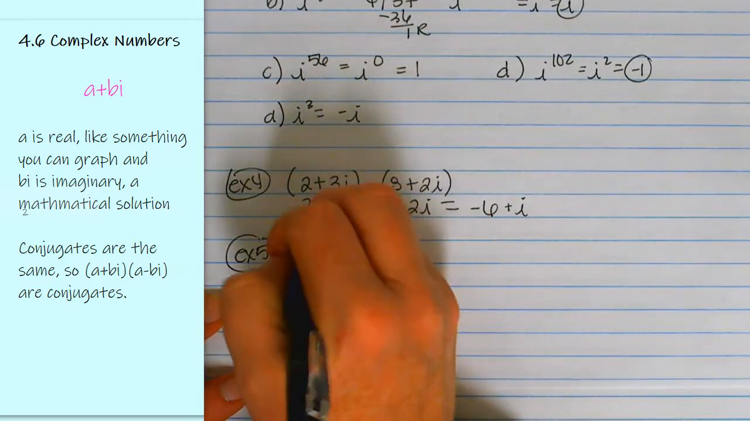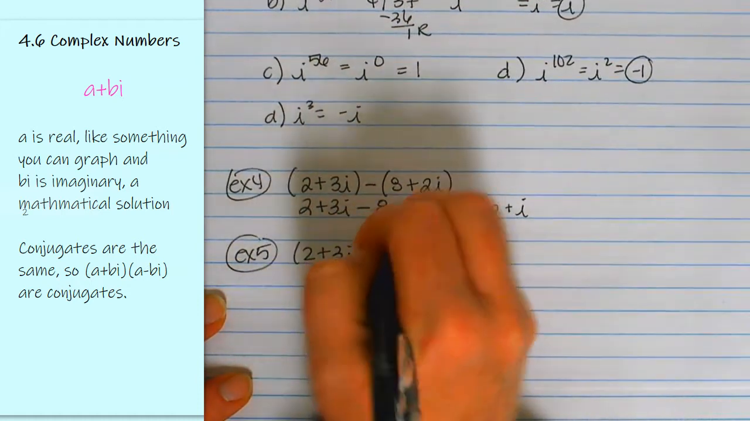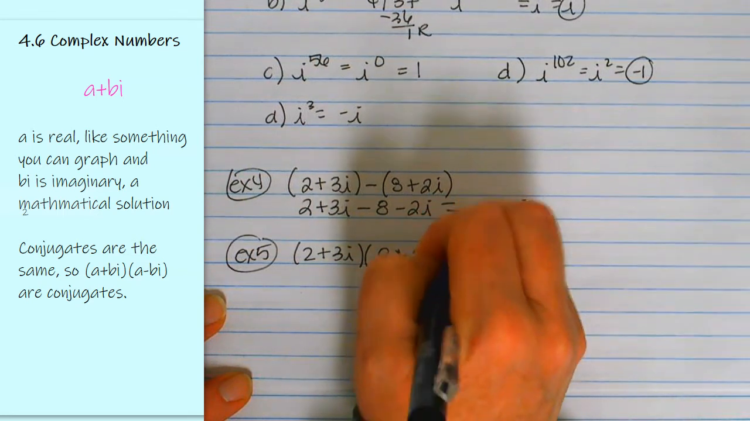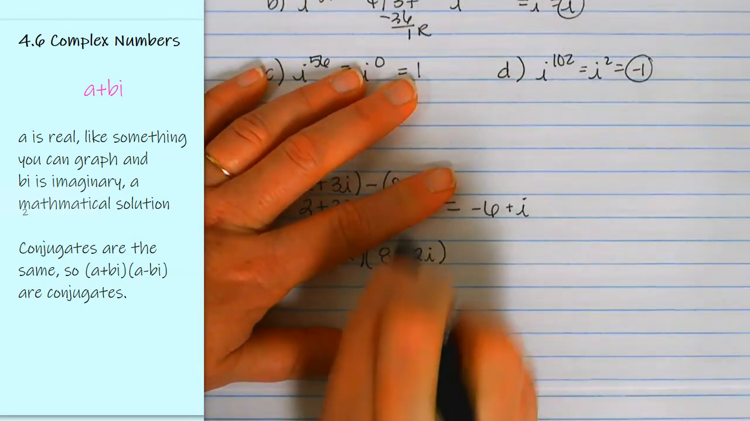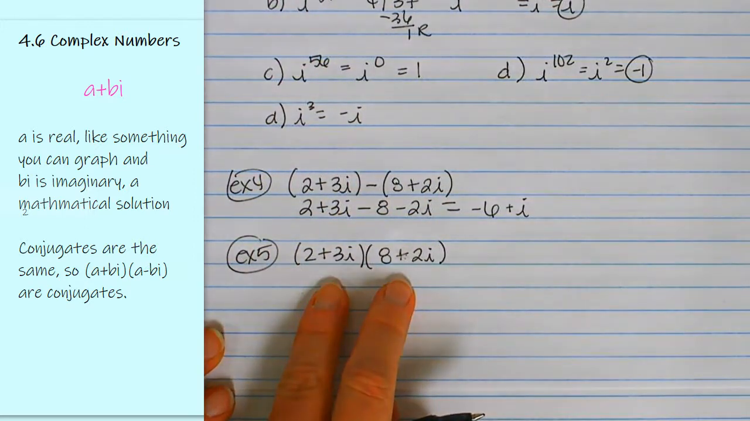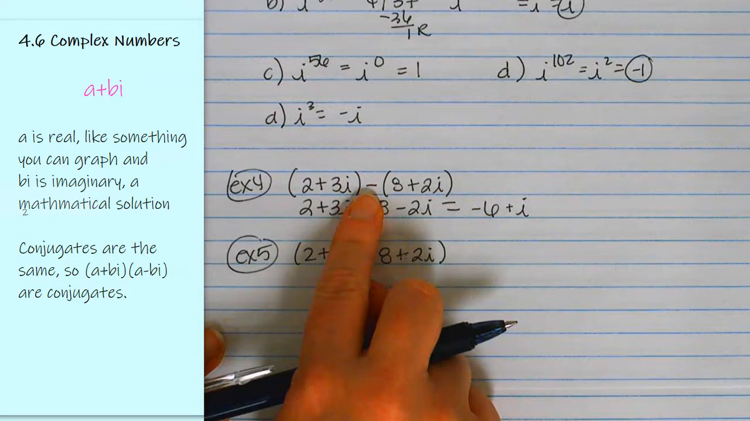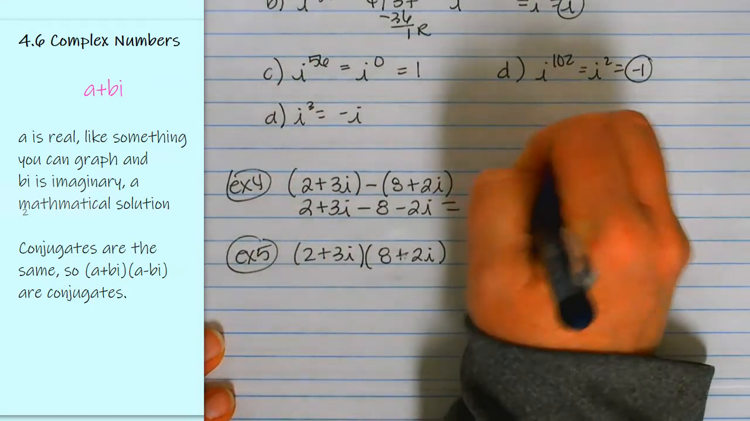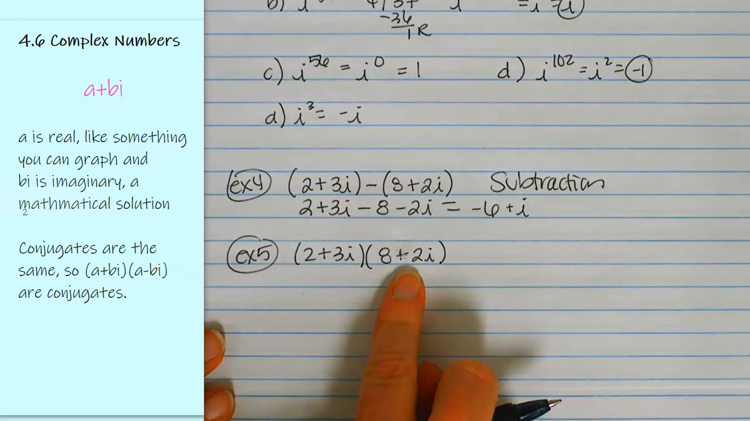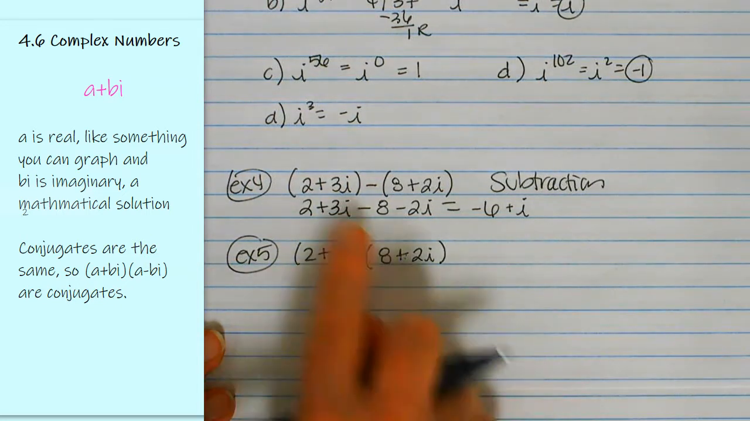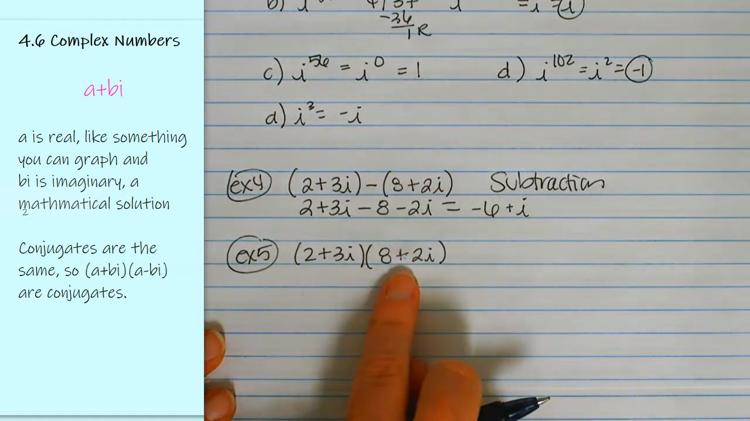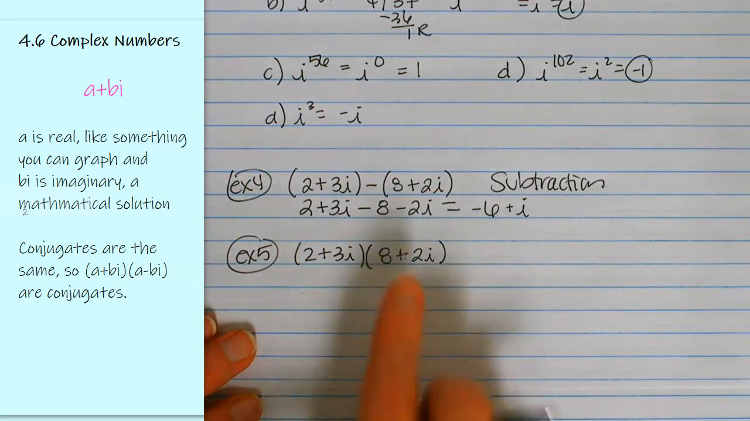So we have the same numbers, 2 plus 3i, but this times 8 plus 2i. So remember, the parentheses do not mean multiplication unless they look like parentheses that need multiplication. This one is subtraction because there's a giant subtraction sign there. This is multiplication because they're next to each other. So you do have to look. You can't assume that everything with parentheses is multiplication because it's not.